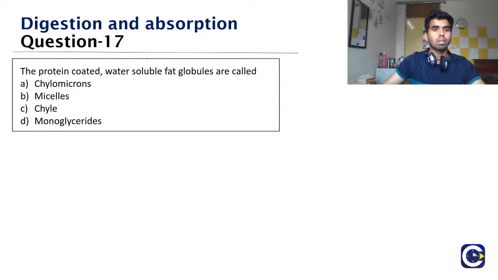Now coming to question number 17. The protein coated water soluble fat globules are called. Option A, chylomicrons. Option B, micelles. Option C, chyle. And option D, monoglyceride. I really want to see what you all are going to answer for this question. What are these protein coated water soluble fat globules known as?